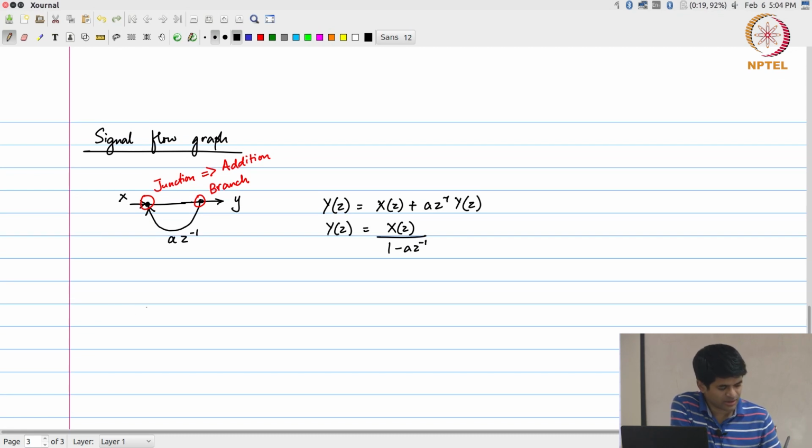Before that, let us see what the signal flow graph for the FIR filter would look like. Essentially, the x would get multiplied by a z inverse over here and another z inverse over here, and from these branches I would have A, B and C coming over here.